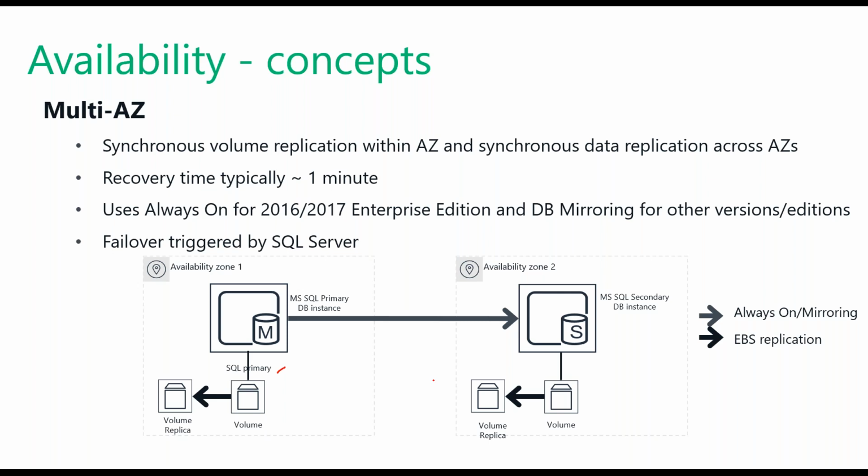For SQL Server 2016 and 2017, this replication uses Always On, whereas for the older versions, it uses the classical database mirroring option to copy the data. It's important to note that this failover is triggered by the SQL Server itself if it sees that the primary node is not available or not accessible anymore.